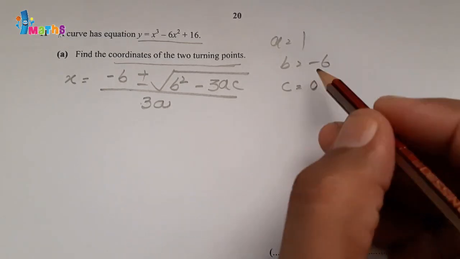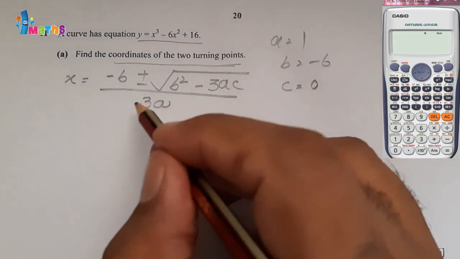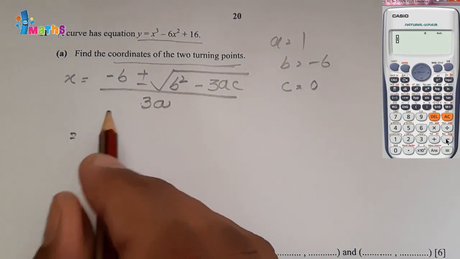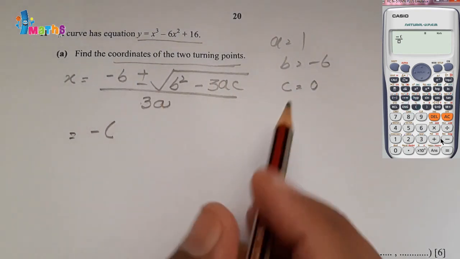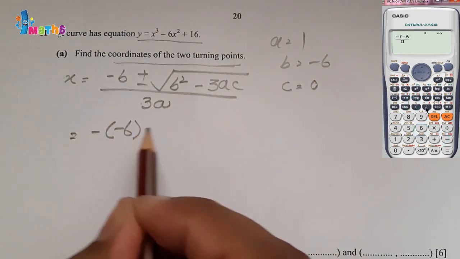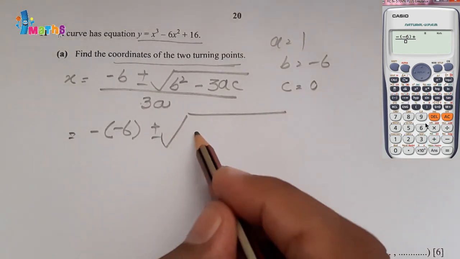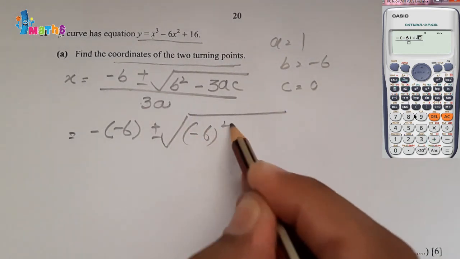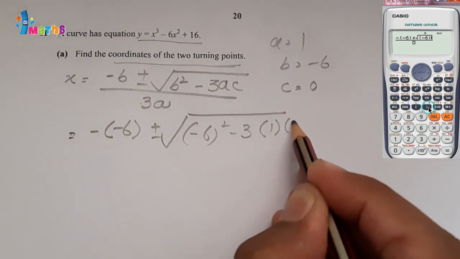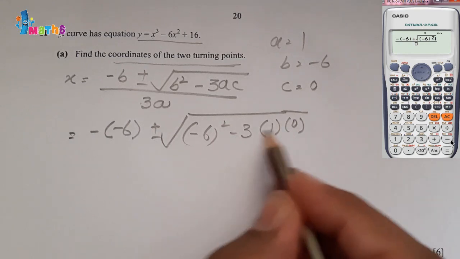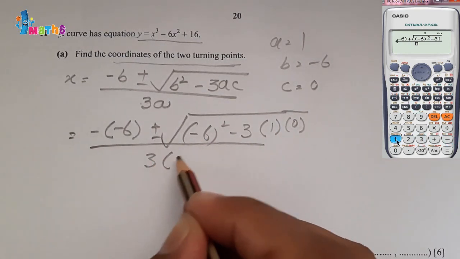So we will take the value of c as 0. We will replace these values in this equation, and we will get minus b. B means minus 6, plus or minus the square root of b square, which will be minus 6 square, minus 3. A is 1 and C is 0, so this portion will be 0. And this will be 3 into A.